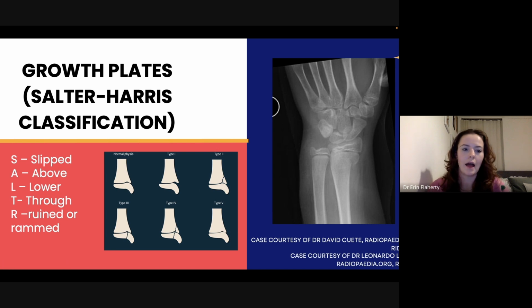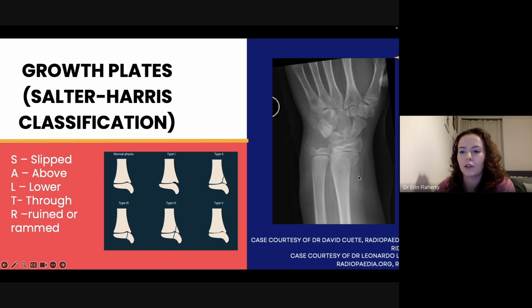Type 3 is our L for lower. So this is where you get a fracture below the growth plate line, so this is into your epiphysis rather than above. And here you get a bit of a worse prognosis because you've had the fracture come through and down into the epiphysis, and that's going to disrupt some of that ongoing bony growth.